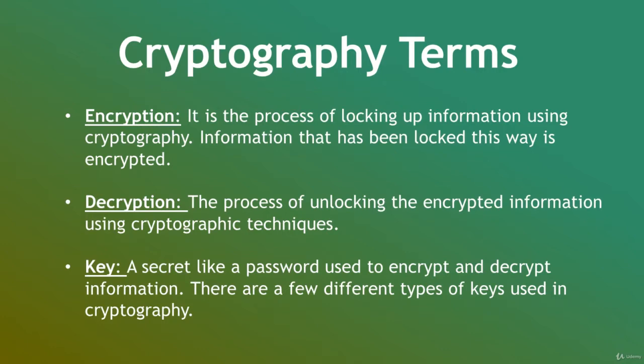Let's familiarize ourselves with a few more key terms. Encryption. Encryption is the process of locking up information using cryptography. Information that has been locked this way is encrypted. Decryption. The process of unlocking encrypted information using cryptographic techniques is called decryption. Key. A secret, like a password, used to encrypt and decrypt information. There are a few different types of keys used in cryptography.